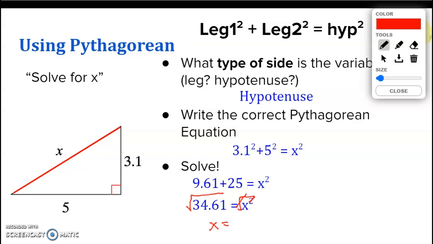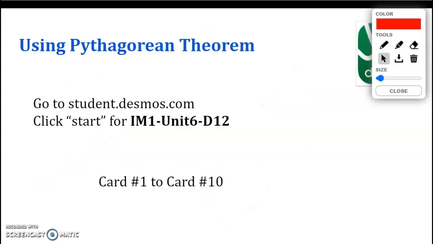So, square root of 34.61, and I get 5.88. So that length is 5.88. That's just what I found. Now you're going to be working on the Desmos activity.